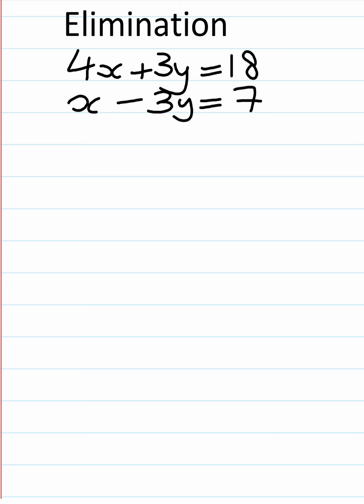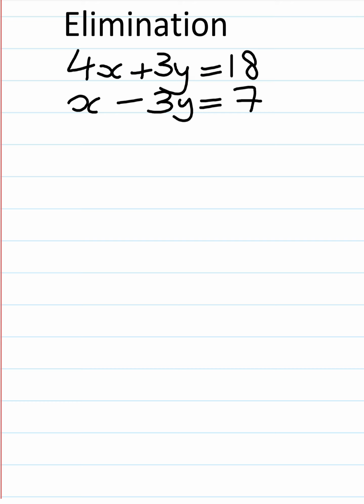What are simultaneous equations? Simultaneous equations are just two equations that both involve the same unknowns, usually x and y. When we solve them, we're trying to find one value for x and one value for y that works in both equations at the same time. This is what simultaneous means, happening at the same time.